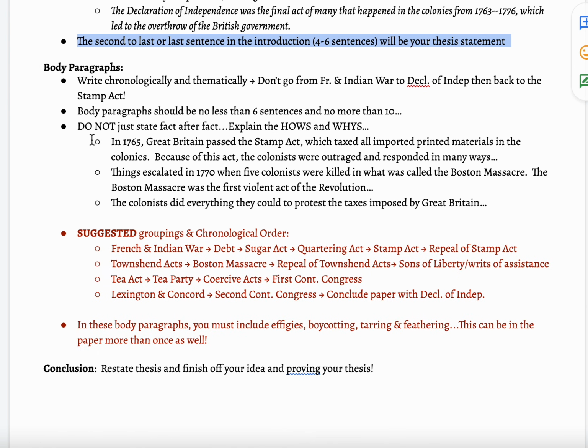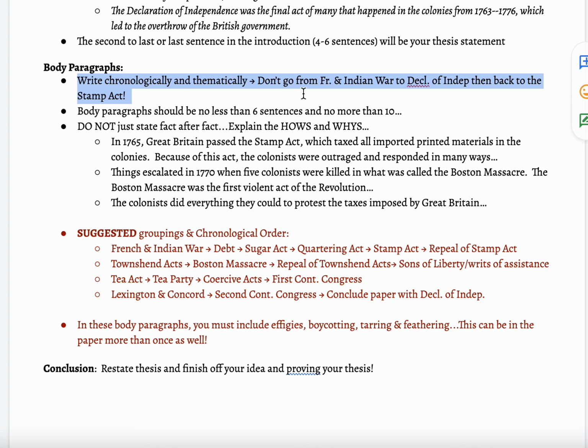Your body paragraphs. This is the details. These are the M&Ms. You write in chronological order and thematically. Don't go from the French and Indian War to the Declaration of Independence and back to the Stamp Act. That's not even close to being in order. Body paragraphs should be no less than 6 sentences, but no more than 10. I don't need a 17-sentence paragraph. That's not a paragraph. That's a hostage situation of words.